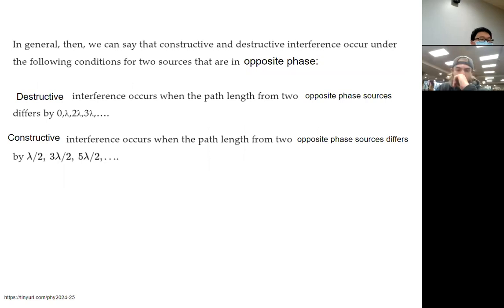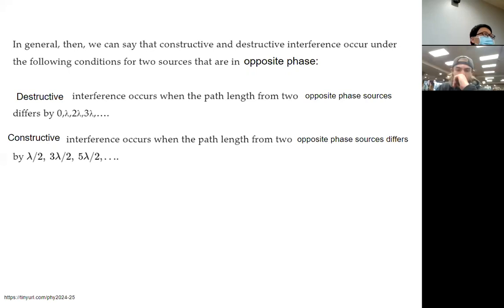Now, on the other hand, if the waves from the two sources are out of phase, that means initially when the two sources give out waves, if one gives out maximum intensity, then the other one will be giving out the negative value. So one has a peak, the other one has a valley. If that's the original case, then the interference will be the other way around. So you will hear destructive interference when the paths differ by an integer number of lambdas, and you will hear constructive interference if the path difference is half lambdas.